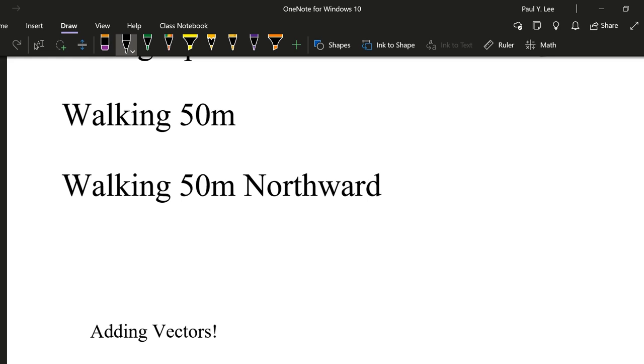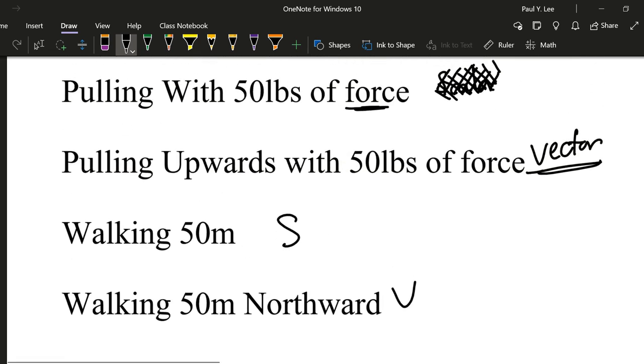So let's say you walked 50 meters. This is just a scalar, okay? And let's say we walked 50 meters northward. This one is a vector, okay? Nothing fancy or tricky there, but as straightforward as can be. So let's just talk about the two previous examples: pulling with a force of 50 pounds of force, and walking.